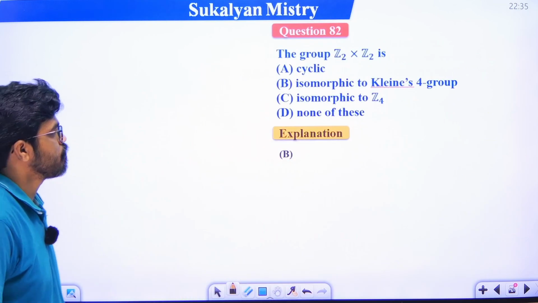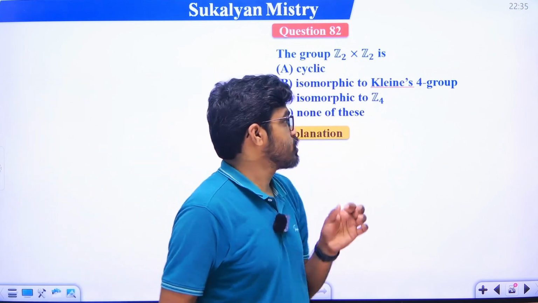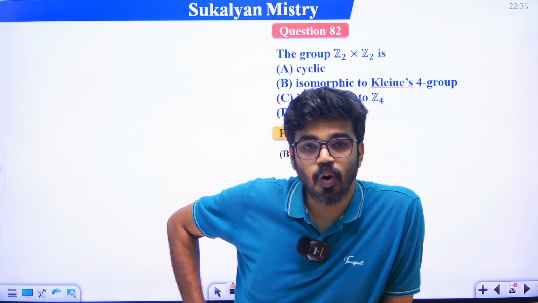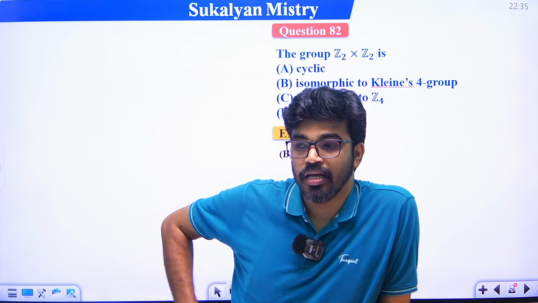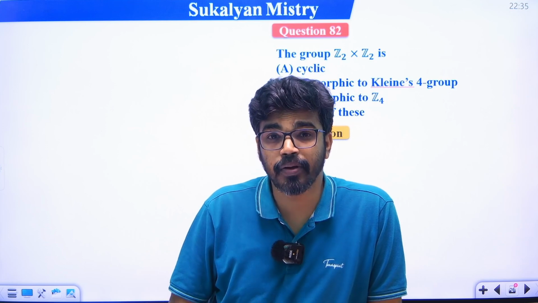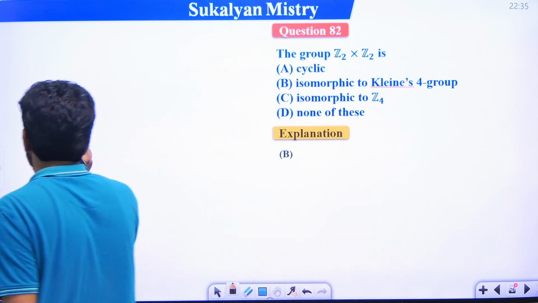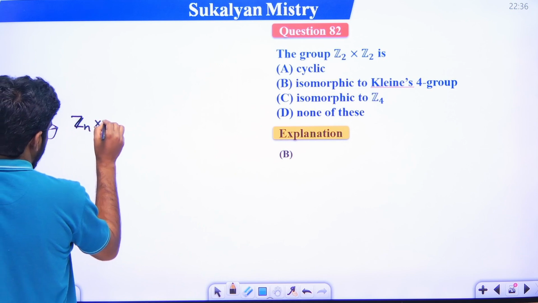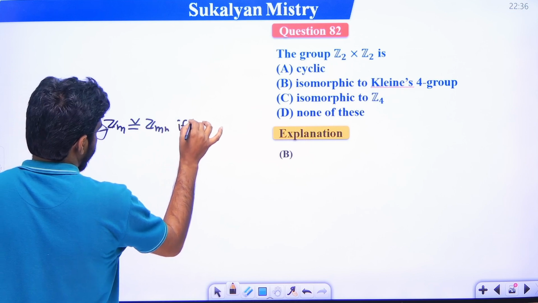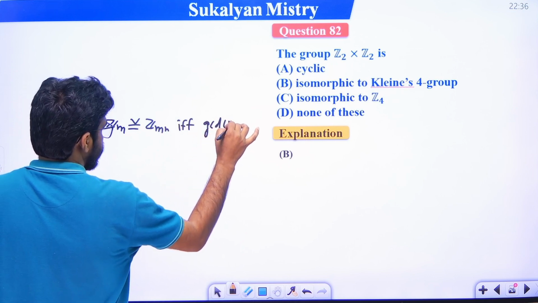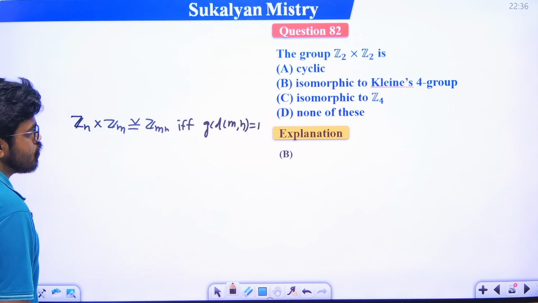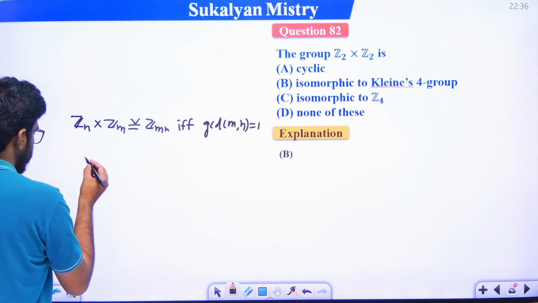So next, the group Z2 cross Z2. Just recall this: Zm cross Zn is isomorphic to Zmn if and only if M and N are relatively prime. So basically it is very important.